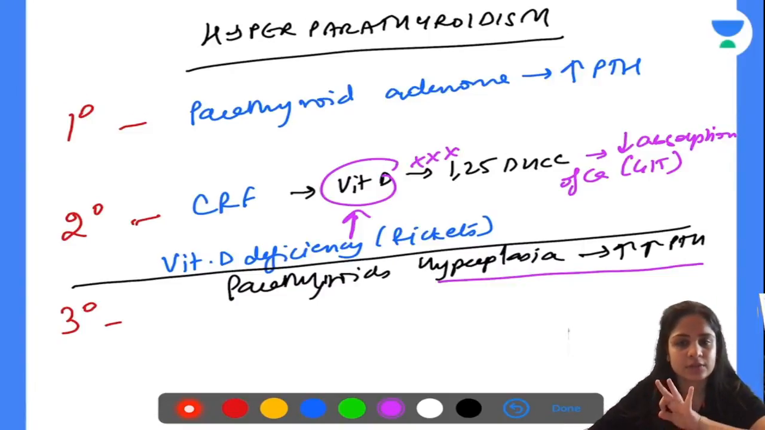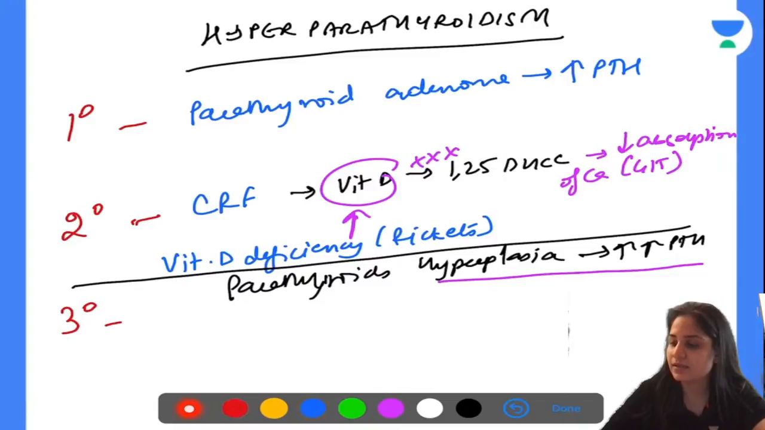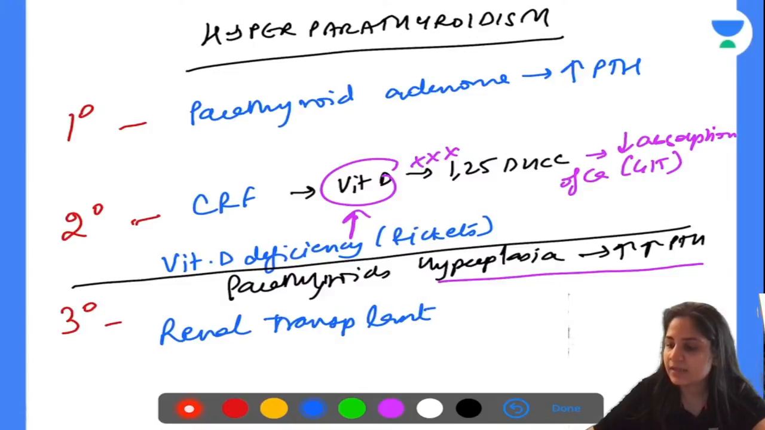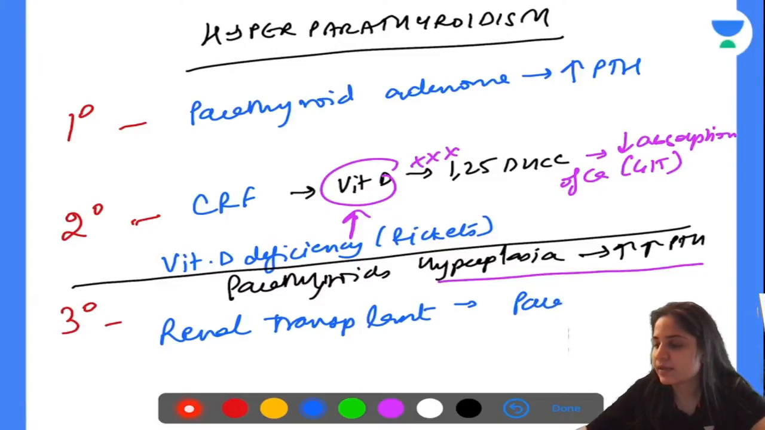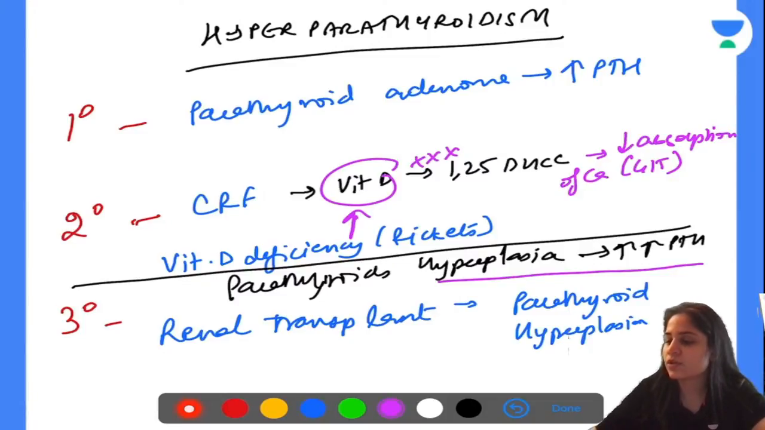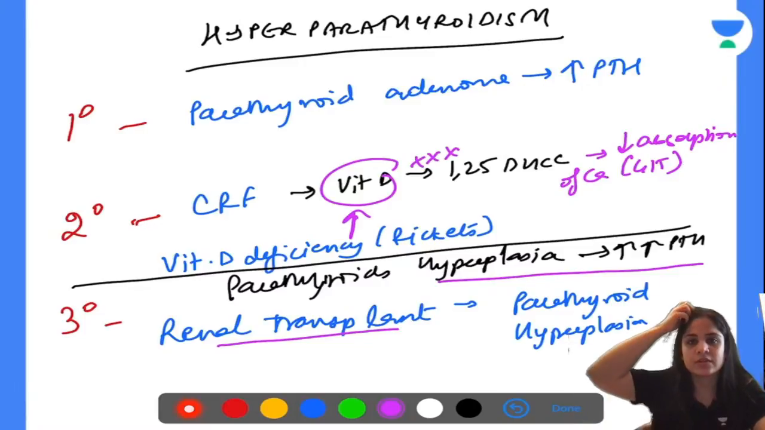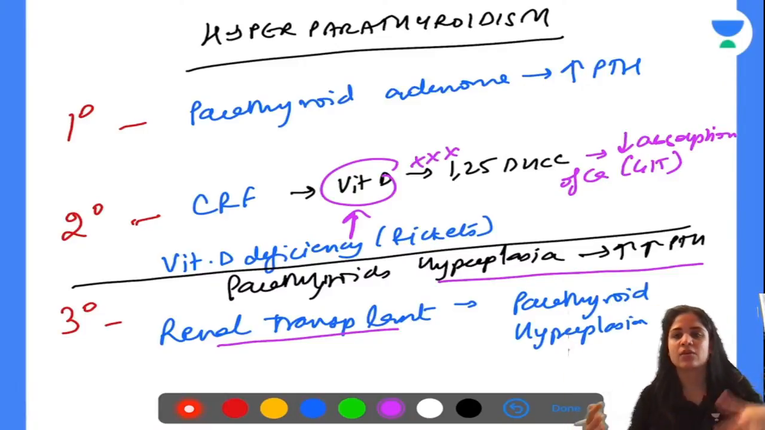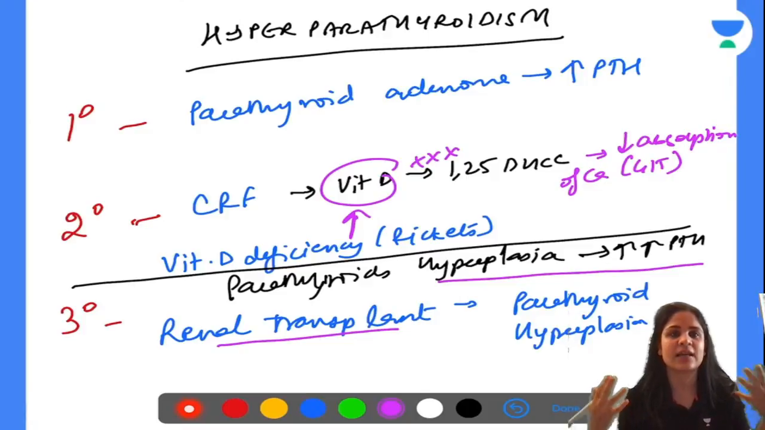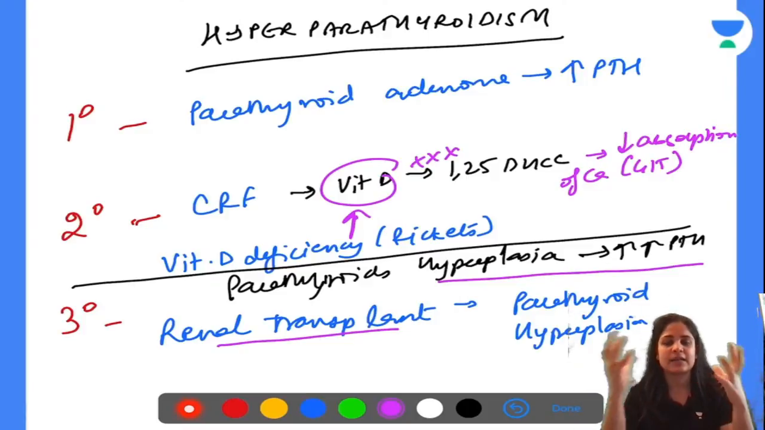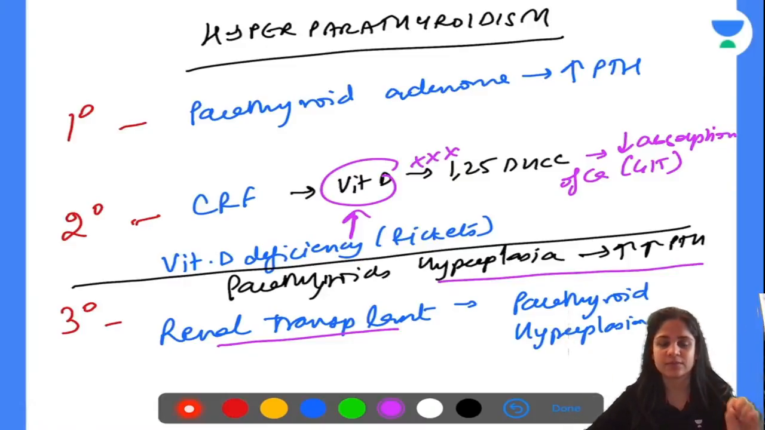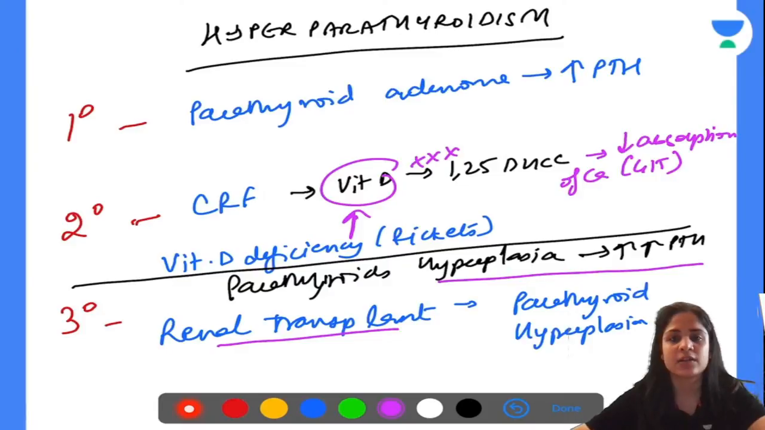Okay, and last you have tertiary hyperparathyroidism. So tertiary hyperparathyroidism is seen after renal transplant. So after renal transplant, what happens? Autonomously, without any reason, there will be parathyroid hyperplasia. Okay, because there is a new kidney that is coming in, so all the hormonal functions of the kidney are haywire. So what happens is the parathyroid starts feeling that something is going to go wrong, I am going to have hypocalcemia. So to prevent that, the parathyroid has reactive hyperplasia. Okay, after renal transplantation, so that is when you see tertiary hyperparathyroidism.